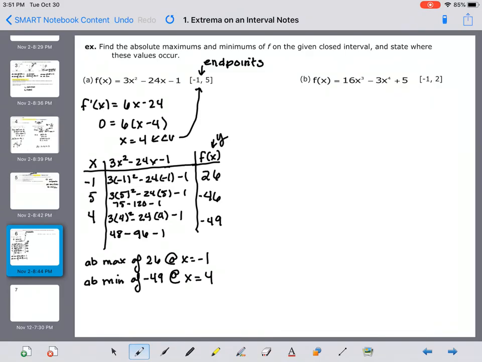So my highest y value occurred at the endpoint, but my lowest y value actually occurred within the interval. So what I want you to do is to try B and come in with a solution tomorrow. If you have any questions, come see me in the morning.